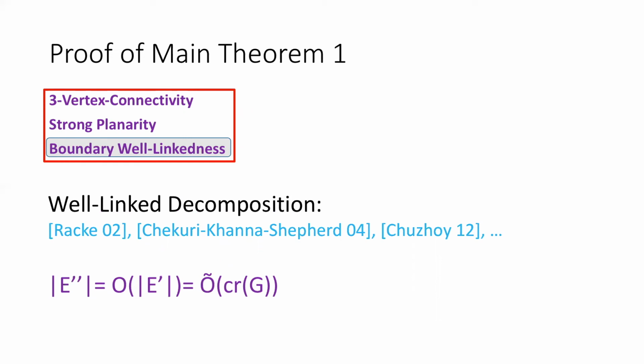Intuitively, the well-linked decomposition starts with the graph G minus E prime, and whenever one of its clusters does not have the well-linkedness property, we decompose it into two smaller clusters by cutting it along some sparse cut. We repeat this process until every cluster has the well-linked property. And we can show that we will not end up cutting off too many edges. In particular, we augment the set E prime by all edges that are cut off in the well-linked decomposition. Then we obtain a set E double prime whose size is within a constant factor of E prime.